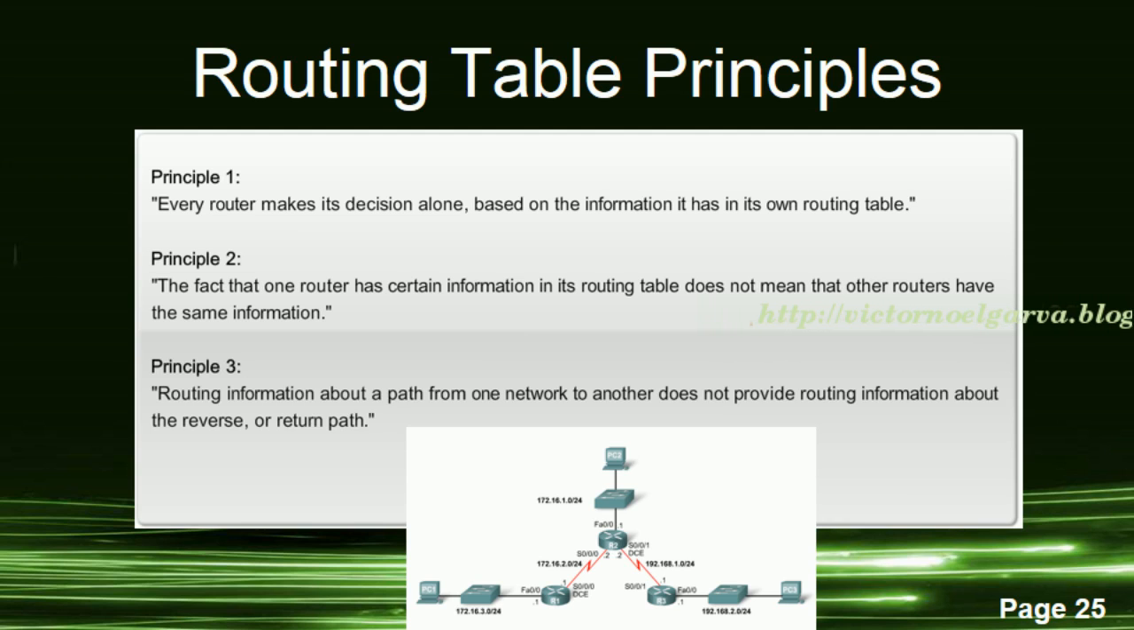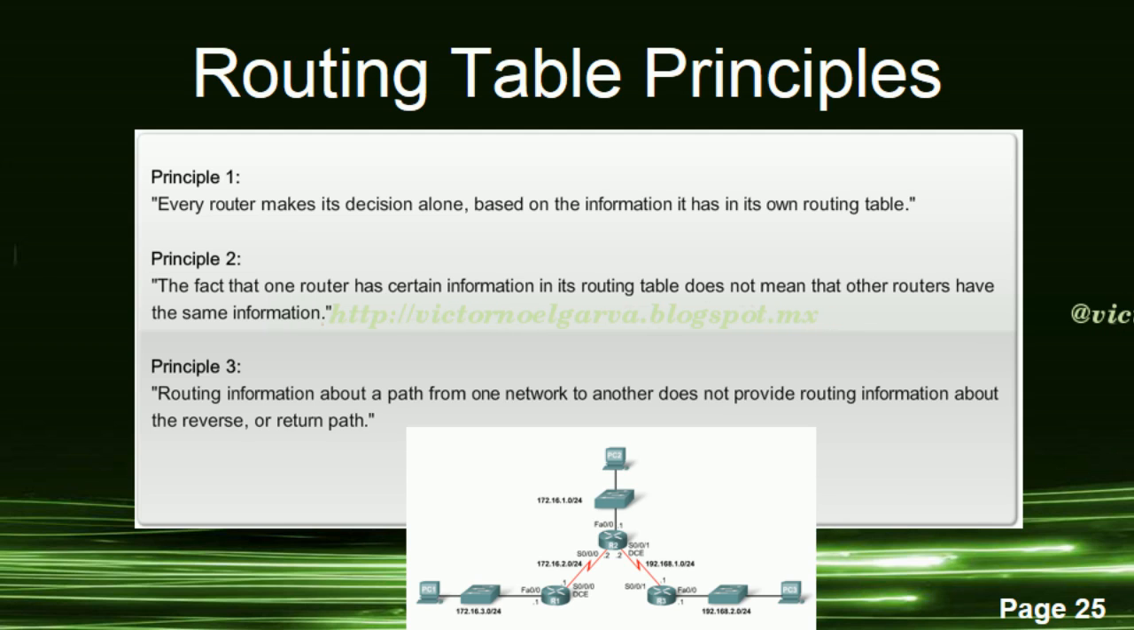R1 does not know what information other routers have in their routing table. For example, R1 has a route to the 192.168.2.0/24 network through router R2. Any packets that match this route belong to the 192.168.2.0/24 network and will be forwarded to router R2.